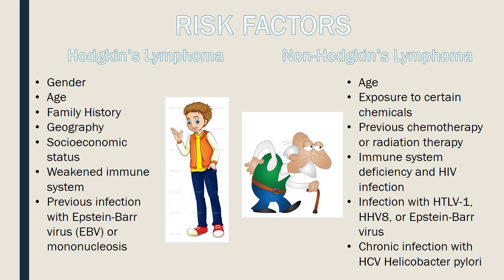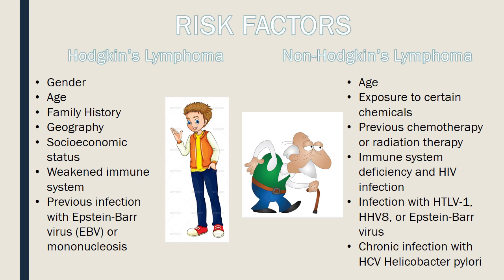Now we're going to talk about risk factors. Hodgkin's lymphoma occurs more often in men than it does in women. It's most prominent often in early adulthood between ages 15 and 30, especially in the 20s. About 5% of cases have a family link. It's more common in North America and Northern Europe in individuals with a higher socioeconomic background and those who have had previous infection with Epstein-Barr virus or mononucleosis.